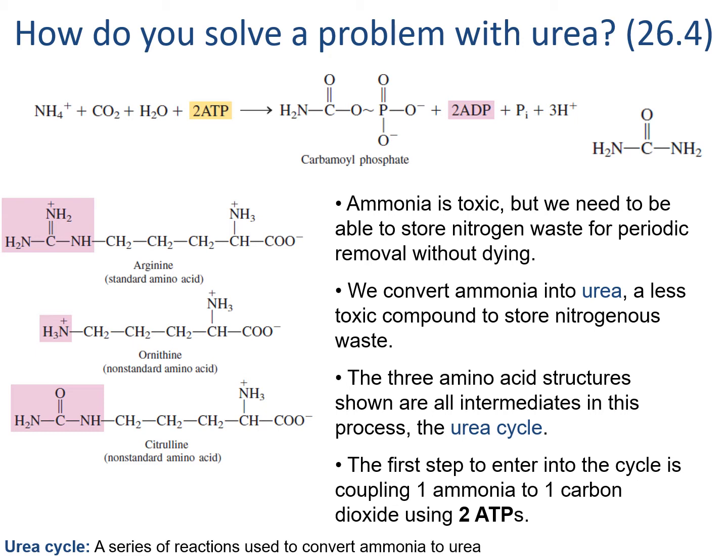Ammonia and ammonium, conjugate base and conjugate acid, are both toxic. Fish just pee it out, but that gets awkward for humans. So we have the urea cycle, which converts the ammonia to a less toxic form, urea, which you can see on the top right of the slide.